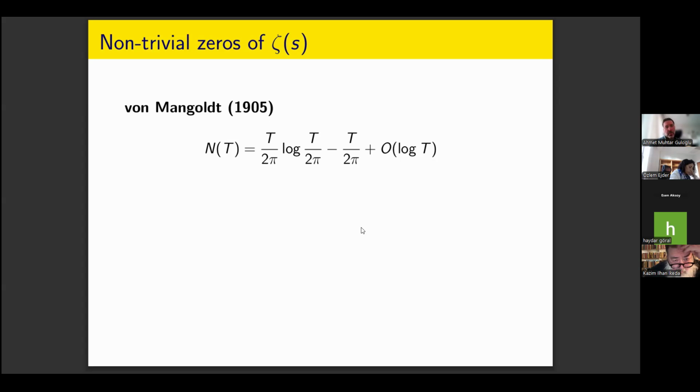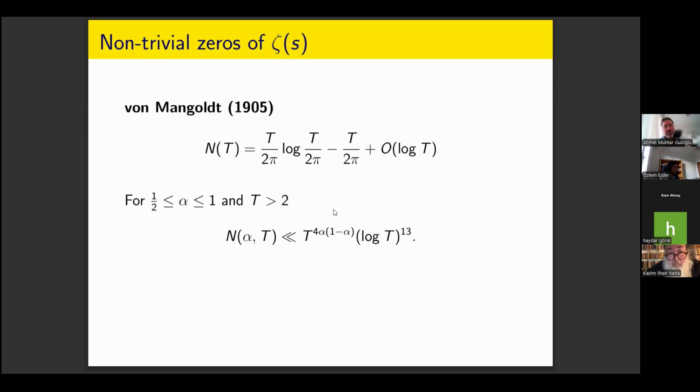The next topic: if you want to investigate further what the zeros look like, you can try to count them in a box in the critical strip up to a height t. Cem Hoca talked about this before, I think, and then you will get this asymptotic formula due to von Mangoldt, which was conjectured by Riemann. So there are this many zeros in a box of size t. If you divide by t, you see that the zeros get close to each other as you move up in the y-axis.